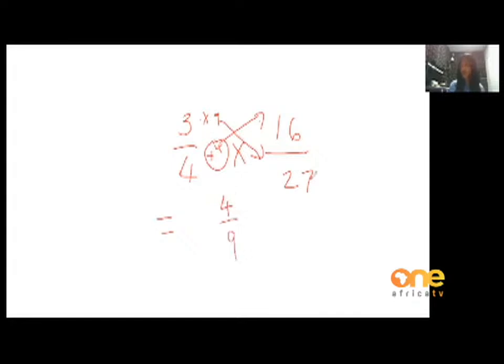That's all you have to do. You say, what do I multiply by 3 to give me the 27? What do I multiply by the 4 to give me the 16? And that would be our answer.